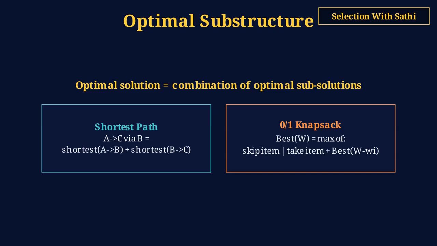In the knapsack problem, the best value for capacity W combines the best choice for the current item with the best solution for the remaining capacity. If a problem lacks optimal substructure, DP cannot be applied. For instance, the longest simple path problem does not have this property.